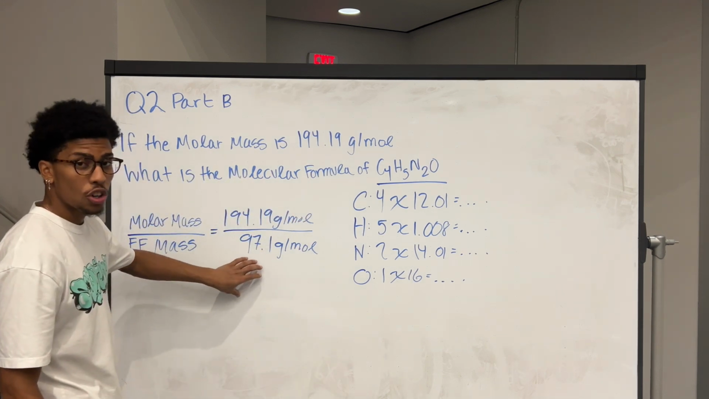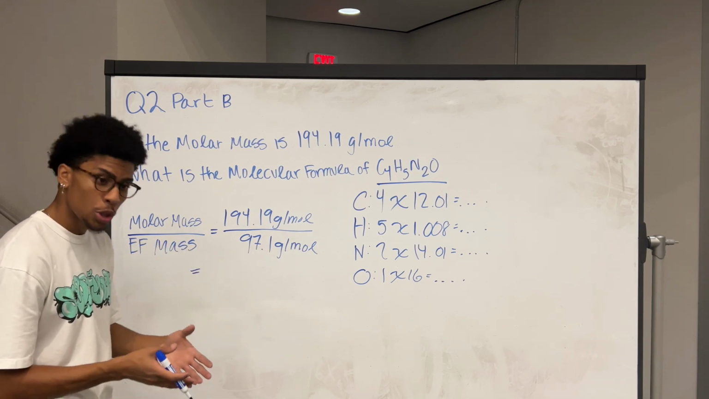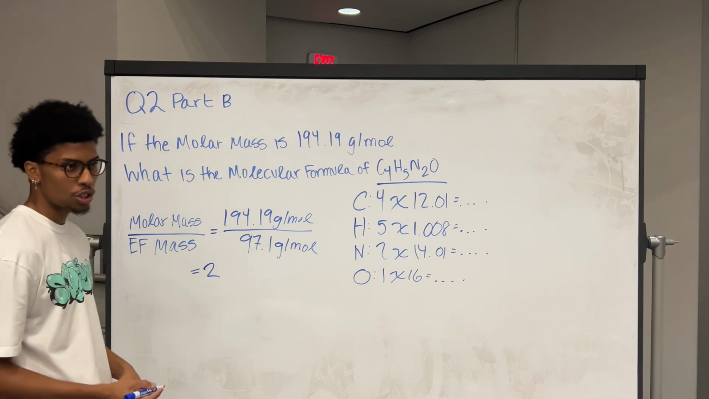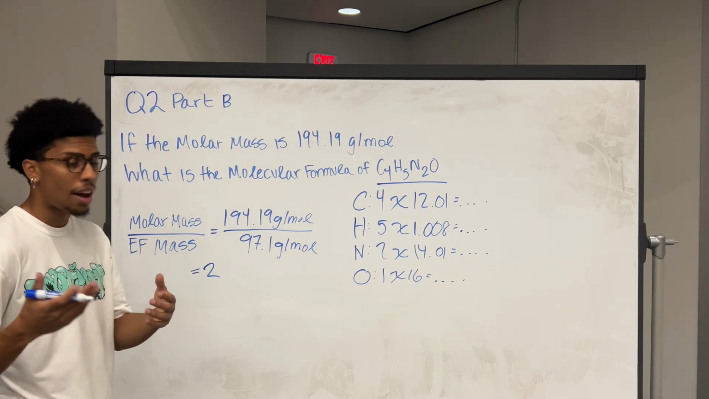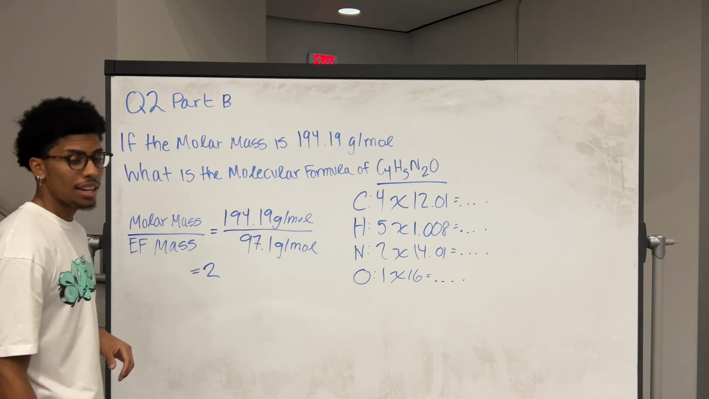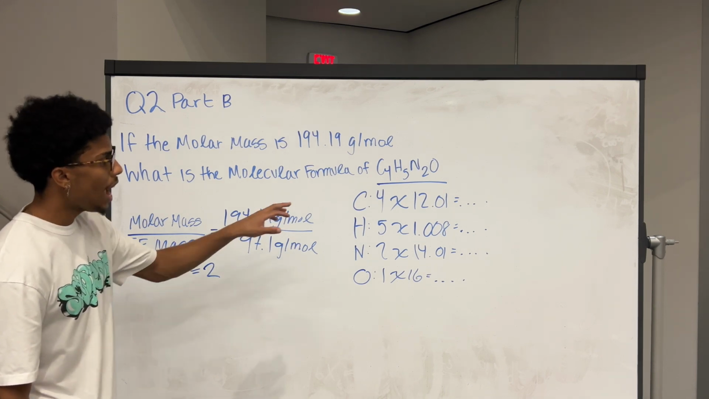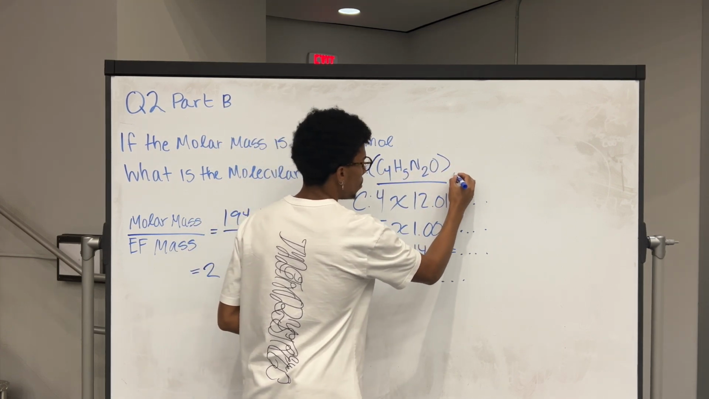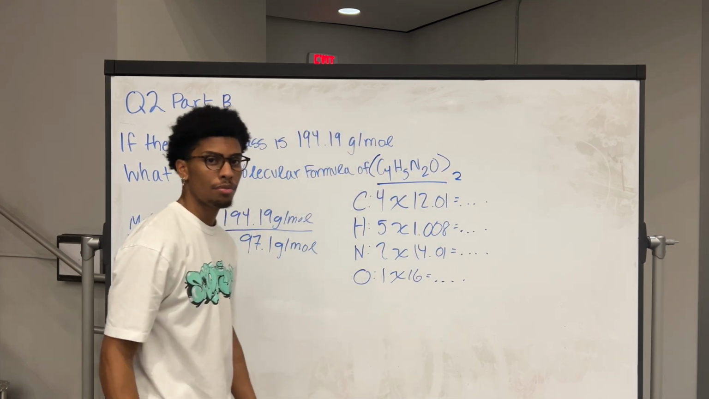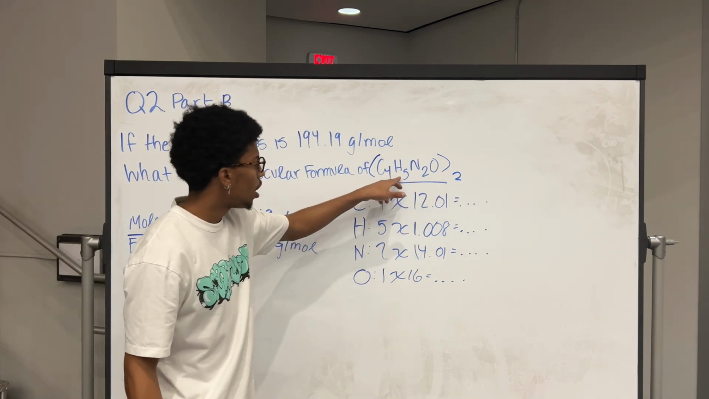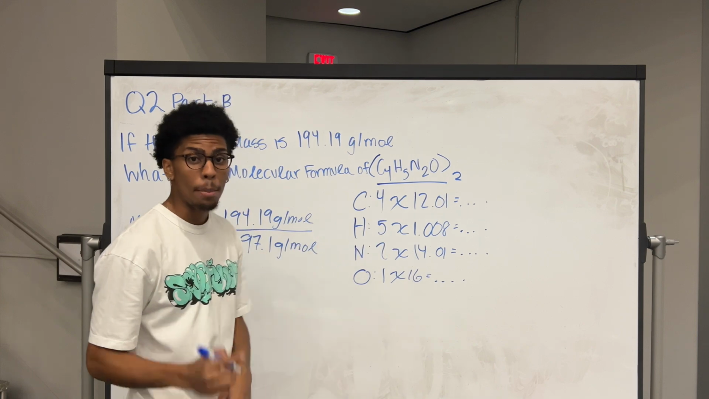And the answer you'll get is roughly 2, but you're going to round that to 2. Okay, it's not going to be exactly 2, but it's going to be like 2.00158, something like that. It's very close to 2, so we know it's 2. And so then you're going to take your empirical formula and put a subscript of 2, and then distribute that 2 to each of these subscripts by multiplying.